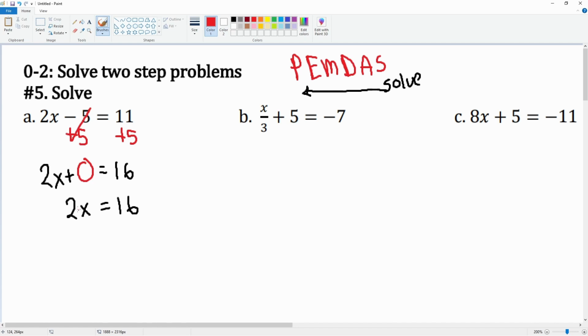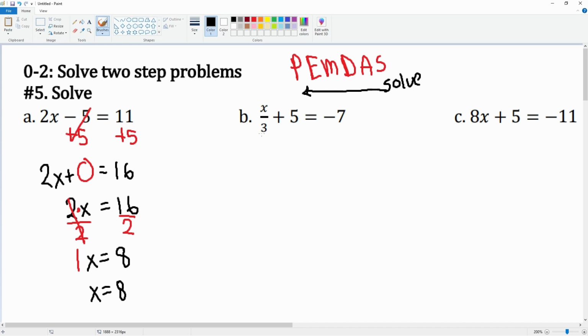Notice the 2 is attached via multiplication with that x. The inverse of multiplication is division. So I'm going to divide this by 2, divide this by 2. 2 over 2 cancels, becomes the number 1. It is 1x equals 16 divided by 2 is 8. No one writes this 1 in front, so you can just write x is equal to 8.